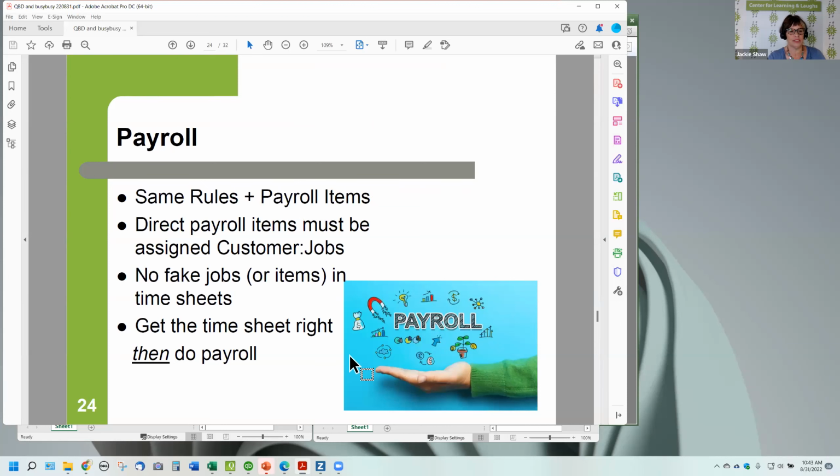Payroll has the same rules as everything else. No fake jobs, right? No fake items. Always make sure the timesheets are correct and then do payroll.